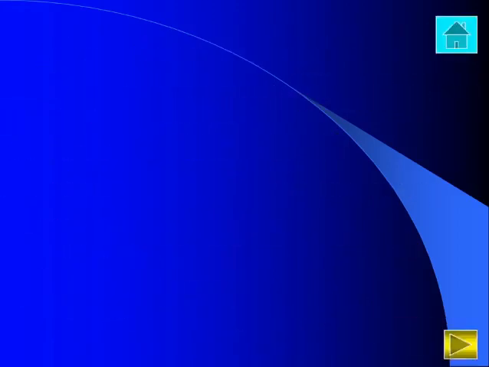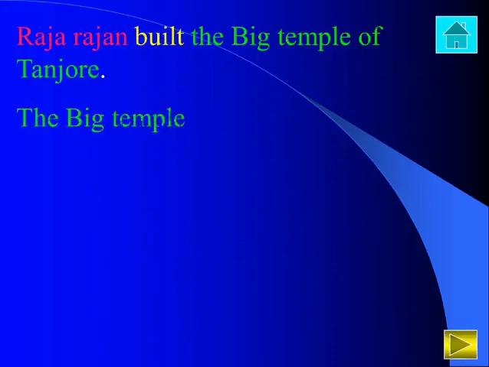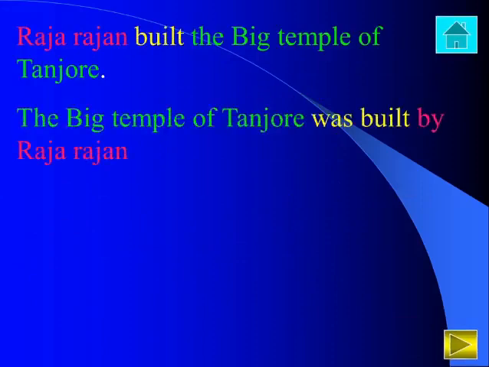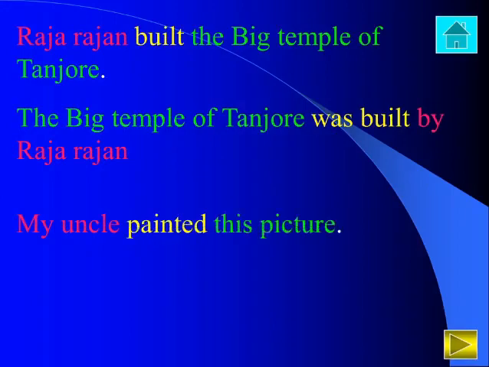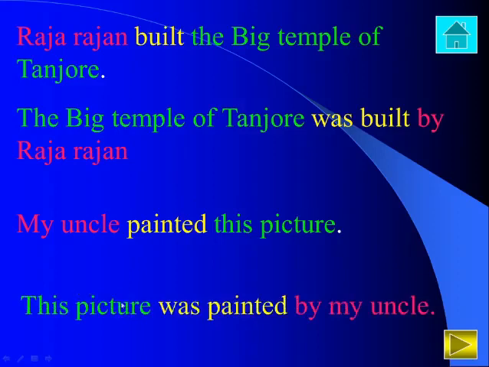Next. Rajan built the big temple of Tanjore. Built, was built. Built: this is the third form. Build, built. Paint, painted. My uncle painted this picture. This picture was painted by my uncle. Why? This one is past, so we also used past here, using was.